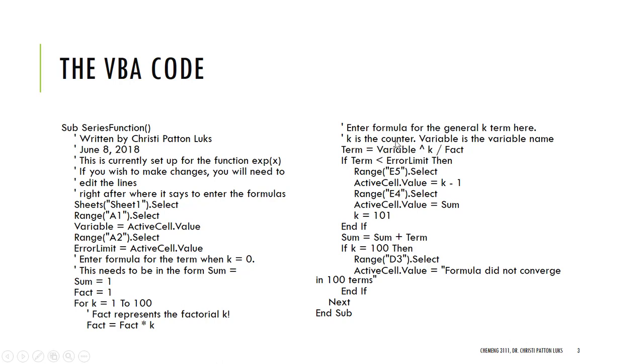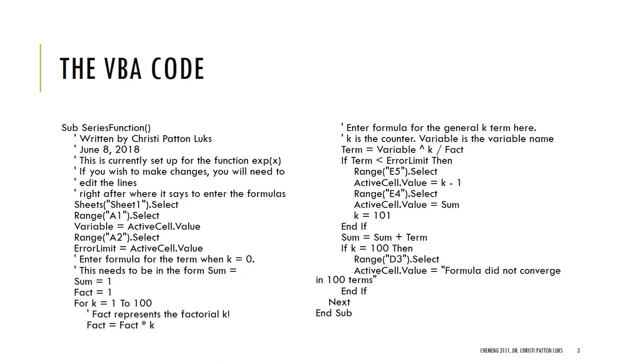Next, I've entered my formula for the general term. And so that's my variable raised to the k power divided by the factorial. So I have this term. Now I need to check and see whether or not I have gone past my error limit. So if this term, my remainder, is less than the error limit, then I'm already to n plus 1.